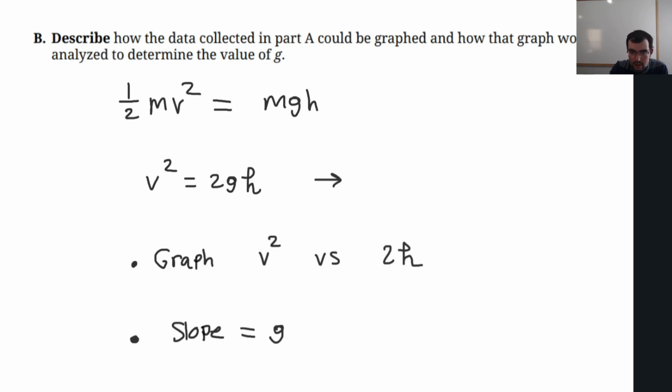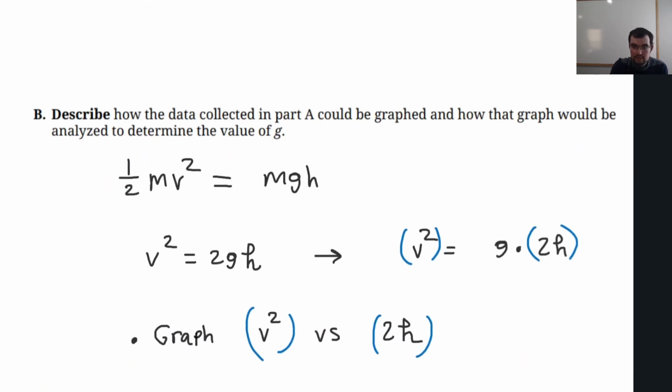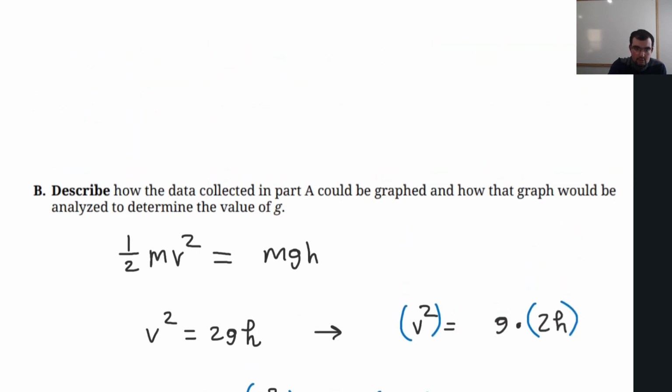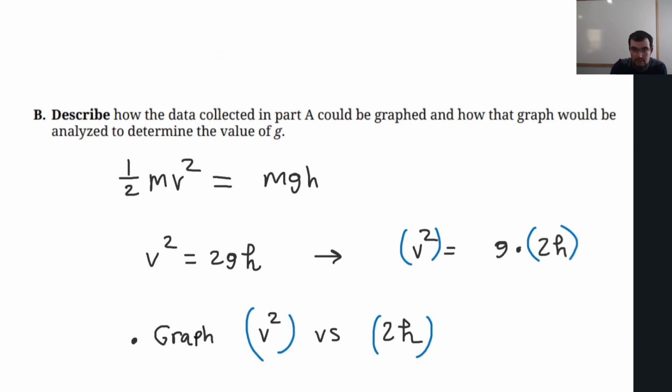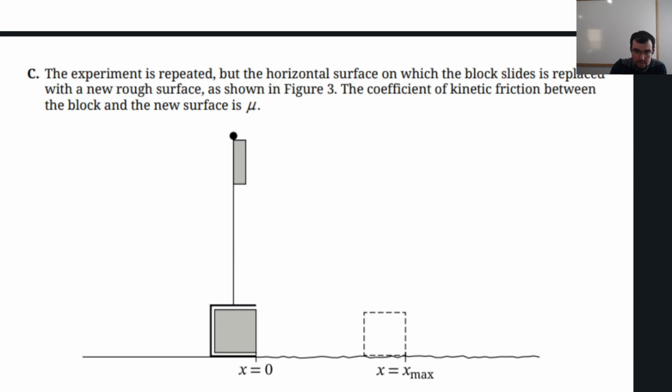So again, I wrote it this way so I could do v squared is equal to g times 2h. As I said, this now follows y equals mx plus b format. Pretty straightforward again. This is the energy conservation equation that's the most common. Obviously, there are so many other things you could have graphed for this. If you square rooted it, you could have done v versus square root h. All that stuff.